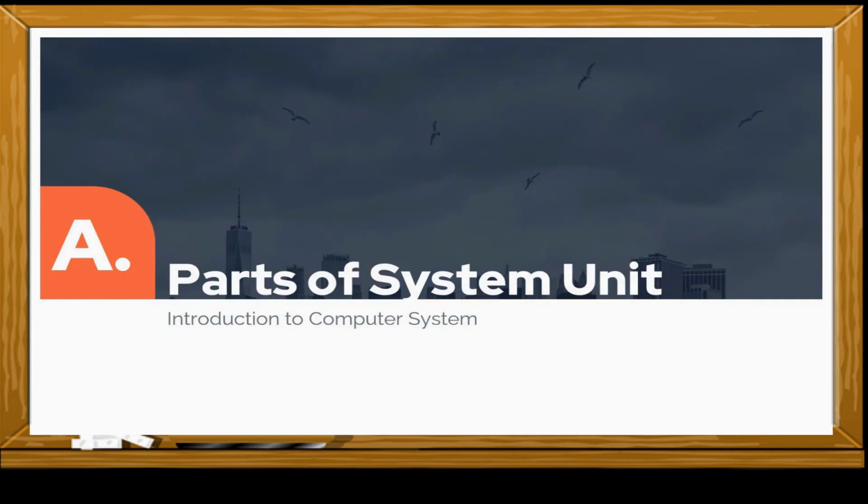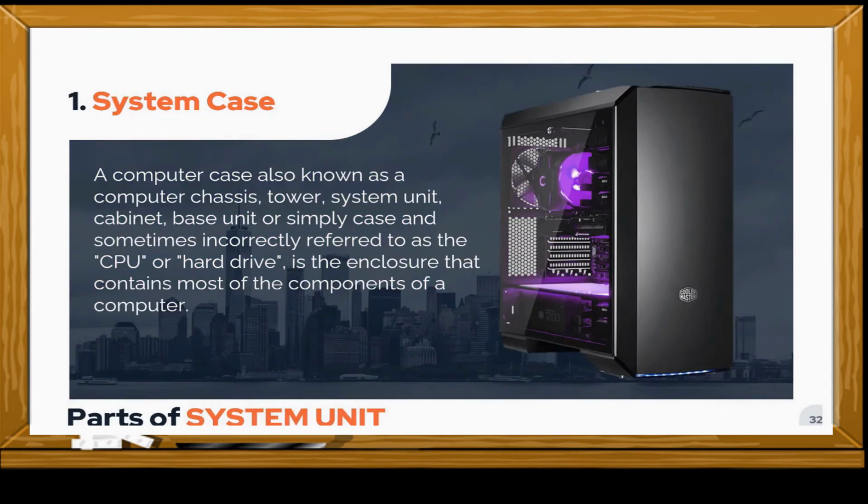Now, my dear learners, let's take a look at the parts of the system unit. First is the system case. System case or computer case, also known as computer chassis, tower, system unit, cabinet, base unit, or simply case, and sometimes incorrectly referred to as the CPU or hard drive, is the enclosure that contains most of the components of computers.